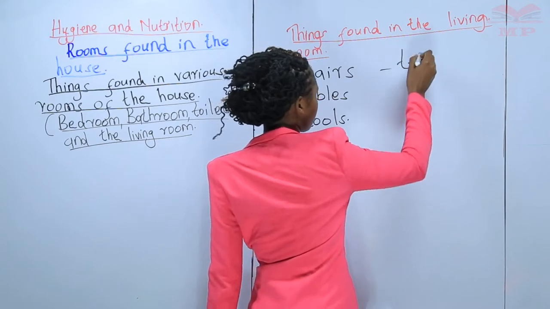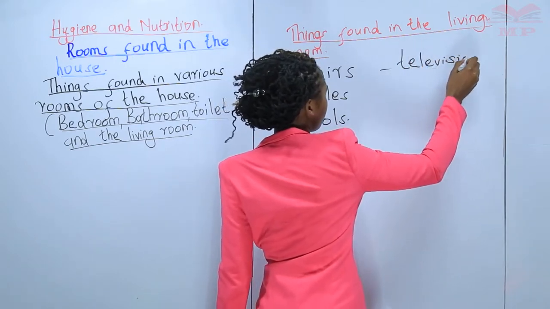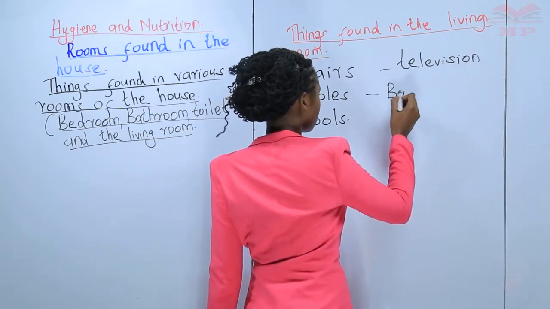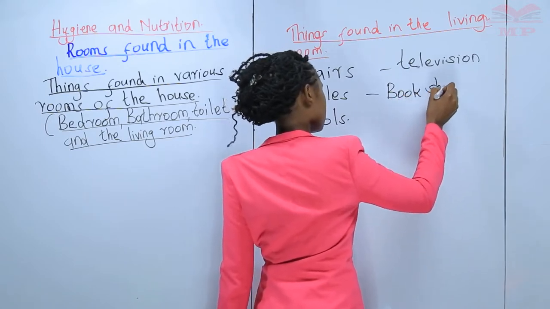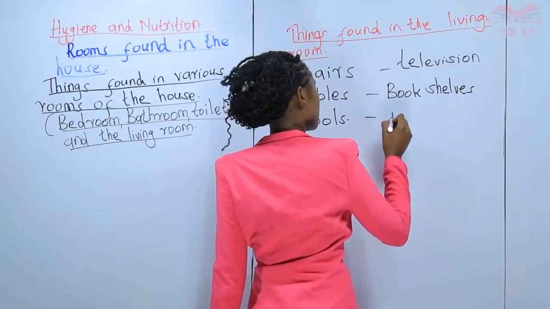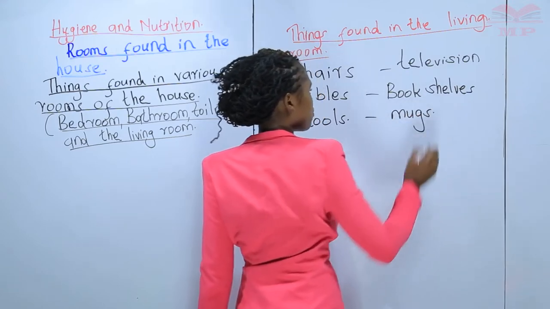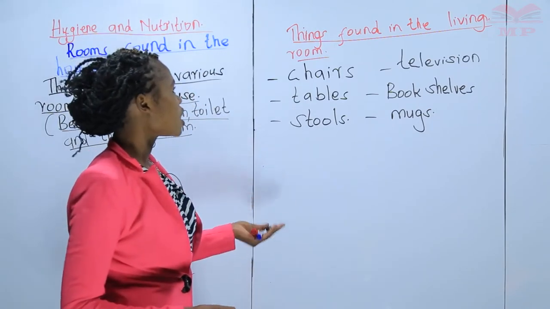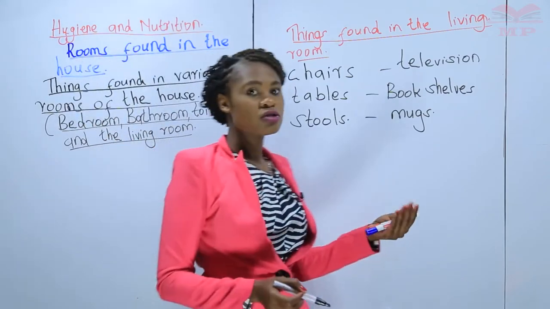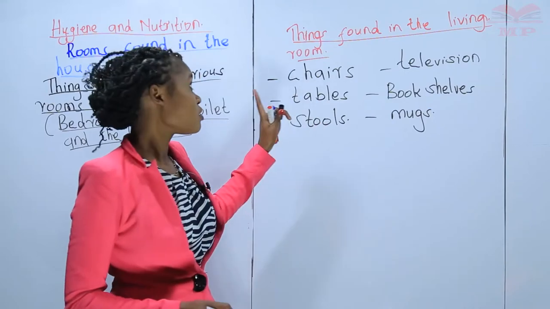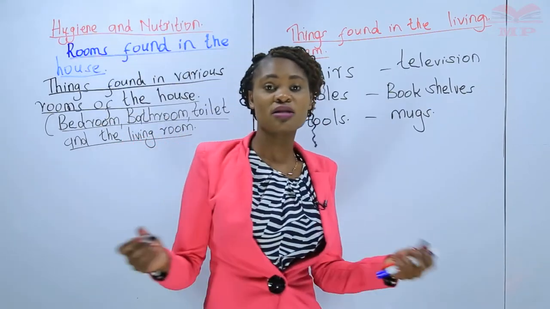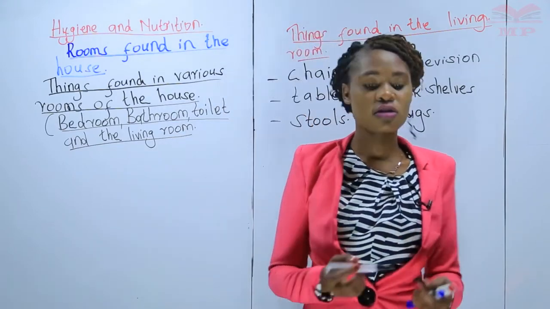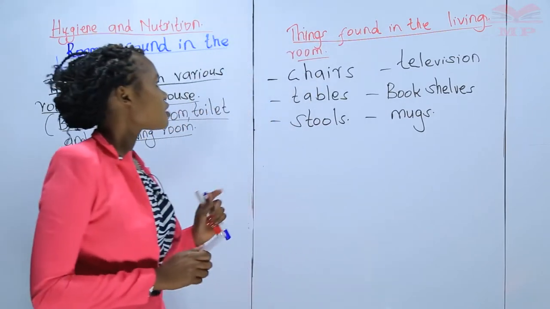We get a television in the living room, and also bookshelves. And we can also have mugs in the living room. Why are we having mugs in the living room? Because you can be taking coffee or tea while you are watching television or reading your storybooks. That's why we have bookshelves. Remember, a living room is a place where we can socialize, either by reading storybooks, telling stories, cracking jokes, or even just exchanging talks. So these are some of the things that are found in the living room.